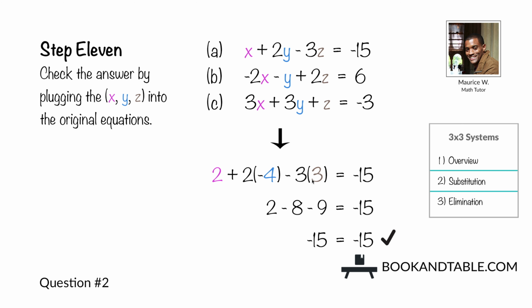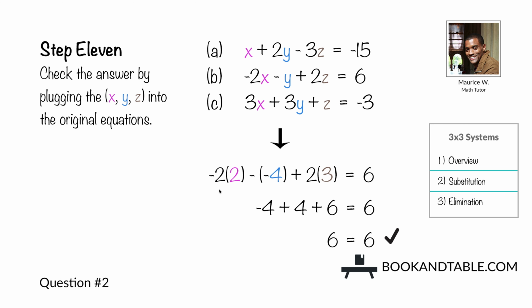For equation b, we get negative 2 times 2, which is negative 4, minus negative 4, which would be positive 4. So these cancel each other out, leaving us with 2 times 3, which is 6. 6 is equal to 6, confirms that our x, y, and z are correct here.